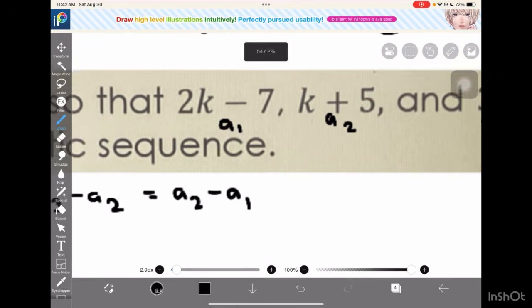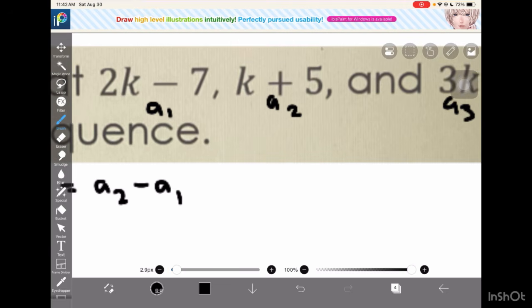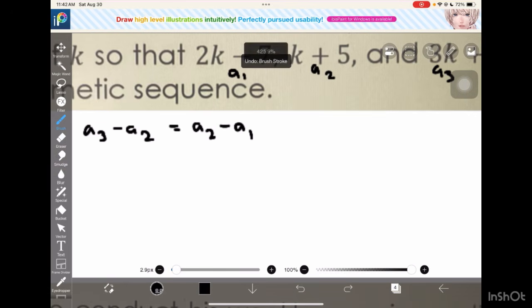The reason being is because they have, once again, a common difference. So if you subtract these two and these two, they'll have the same number. And these two and these two, they'll have the same number as well. So we can say that. Then we can substitute in the values.